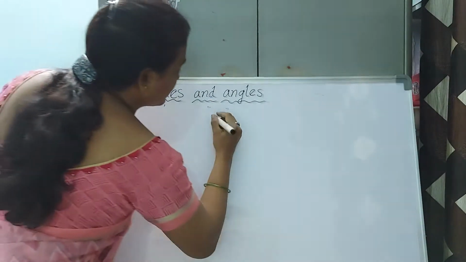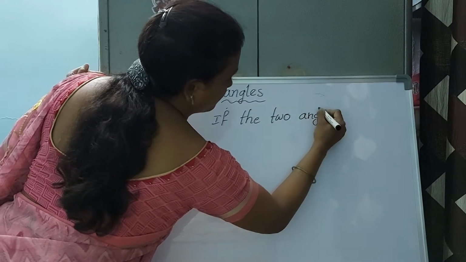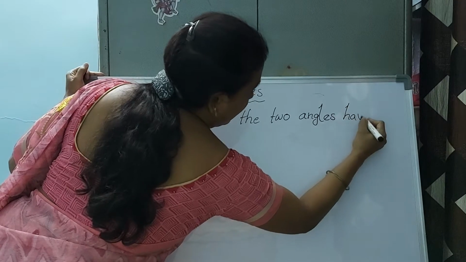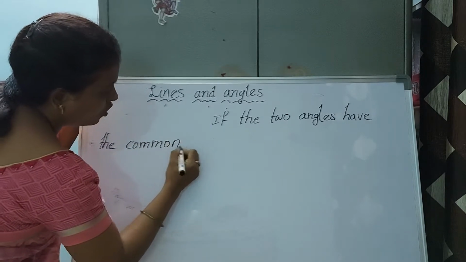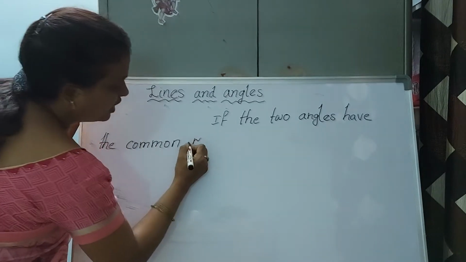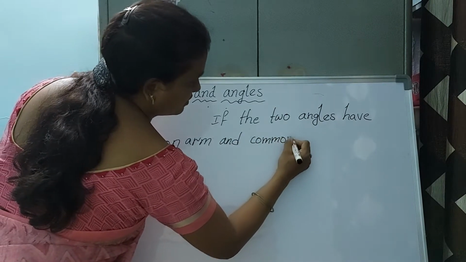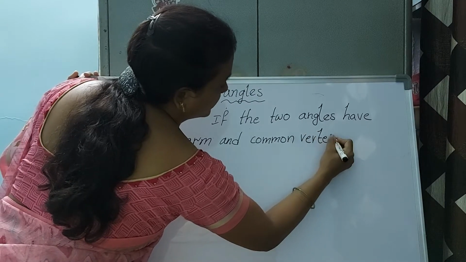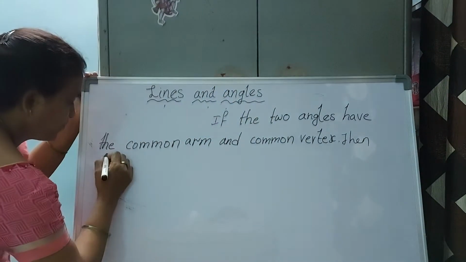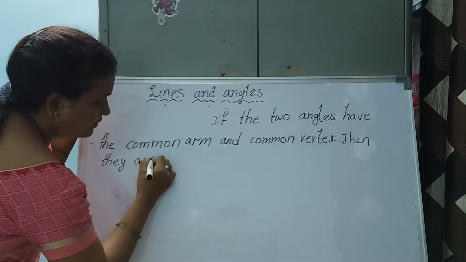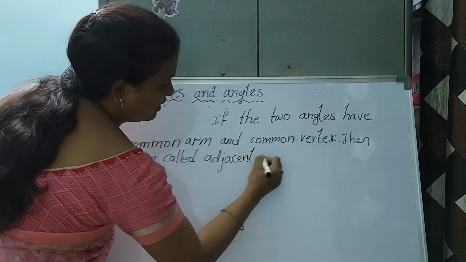If the two angles have a common ray or arm and a common vertex, then the two angles are known as adjacent angles. Then they are called adjacent angles.